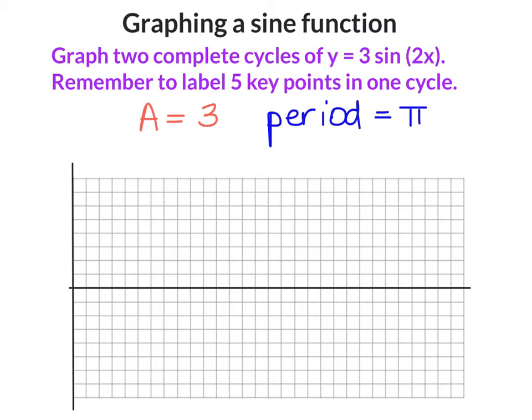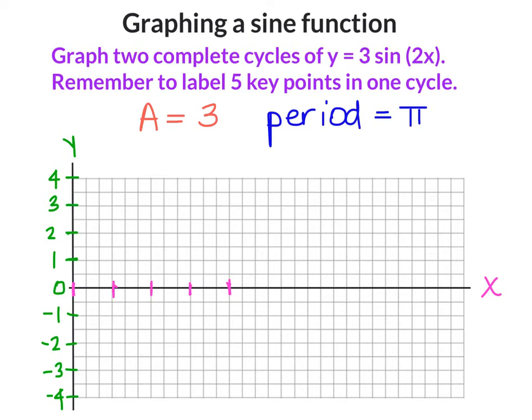So here's what I mean. So when I start to label my axes, my y-axis is a little bit easier because I know with the amplitude it's going to go up to +3 and down to -3. Because I don't have a plus or minus something at the end, I don't have that d value, I know the midline is going to be my x-axis. And so that was kind of easy to label here.